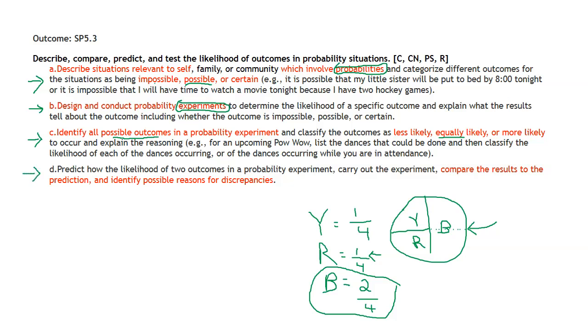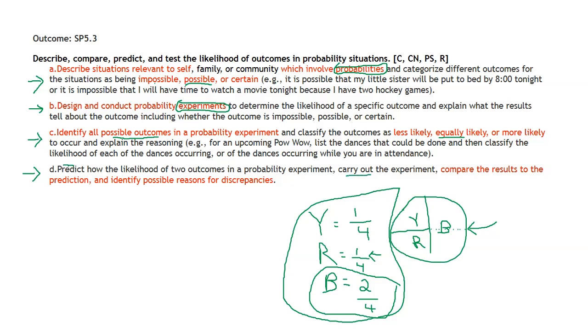Outcome D says predict the likelihood of the 2 outcomes in a probability experiment, carry out the experiment, and then compare the results to the prediction and identify possible reasons for discrepancies. Okay, so what this means is if we predict the outcome should be this, we have 25% chance yellow, 25% chance red, 50% chance blue. So that's our prediction. Right there, prediction.